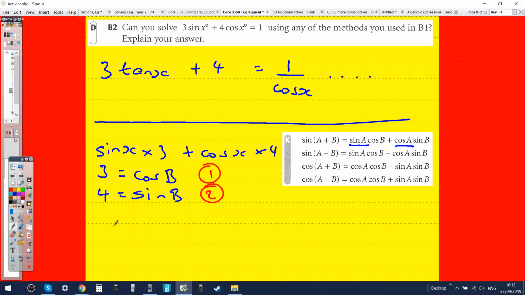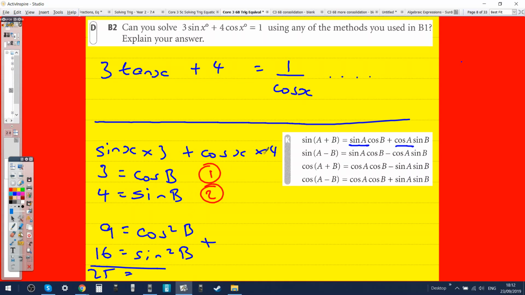If we were to square these, 9 equals cos squared b, and then 16 equals sine squared b. What is sine squared x plus cos squared x? 1. So if we were to add these, that is 1. So that's going to be 25, and then we square root it.